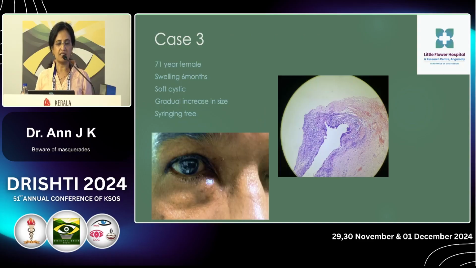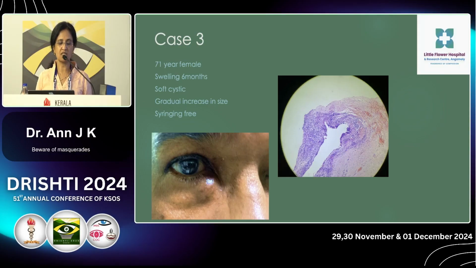This lady is a 71-year-old female, who came with swelling of the right eye of 6 months duration. It was a soft cystic swelling, and it was gradually increasing in size. There was no history of watering. Again referred for dacryocystitis, but syringing was free. So I went ahead and explored it.